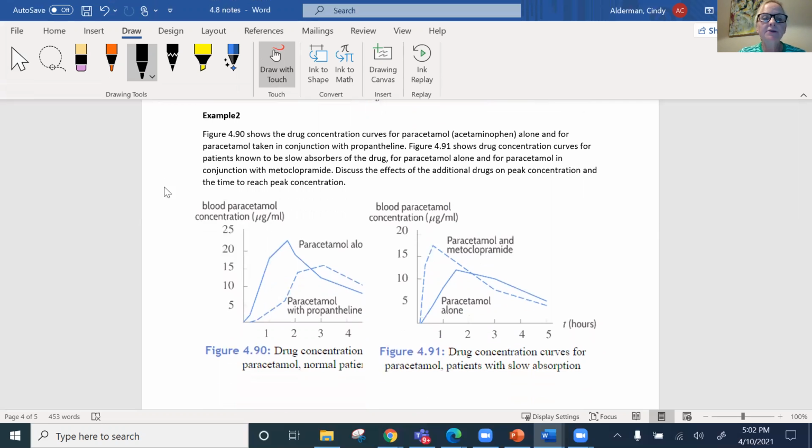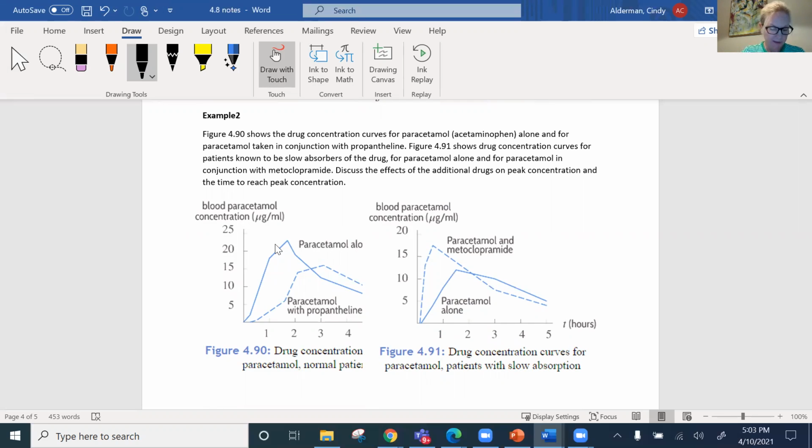Okay, so here's a very interesting case. This shows drug concentrations for really it's acetaminophen, but they have this funky name for it. But this is just the drug, we'll call it para all alone, right? So this is the peak concentration of it, right? And it happens around here, like what is that, like 22, right? And that happens maybe after an hour and a half, right?